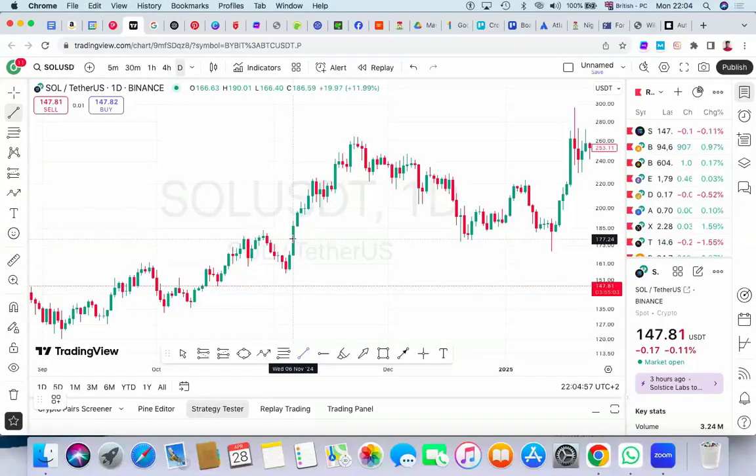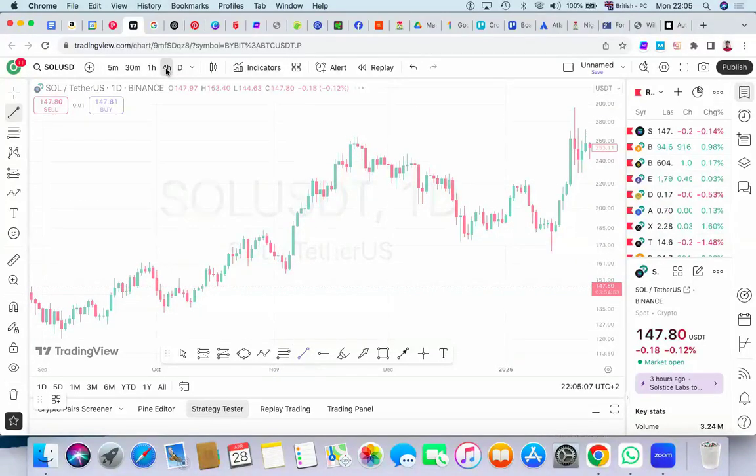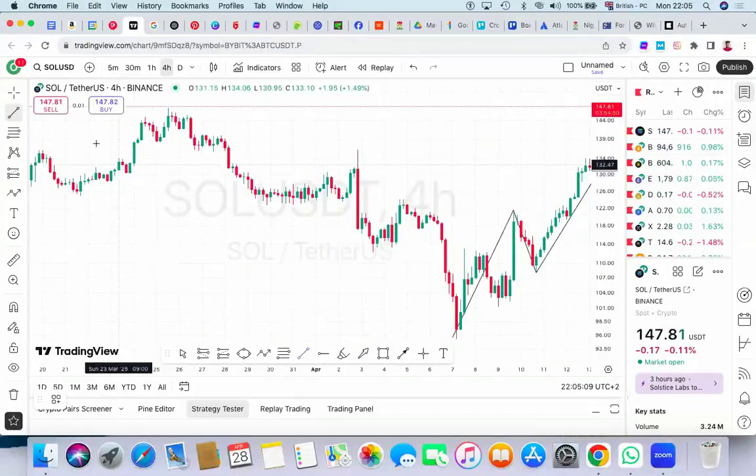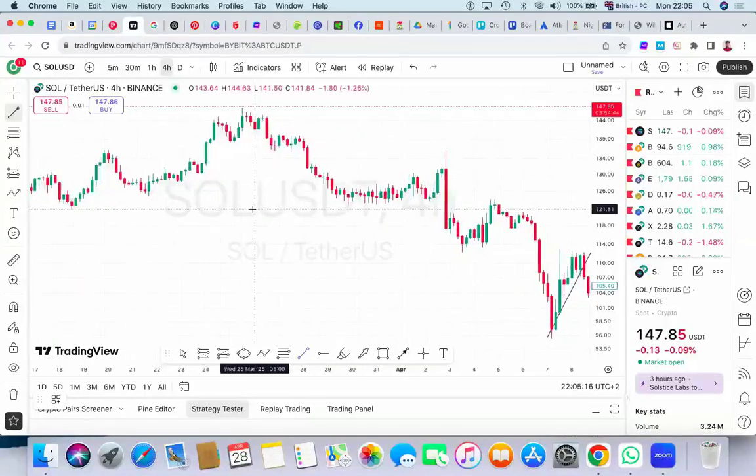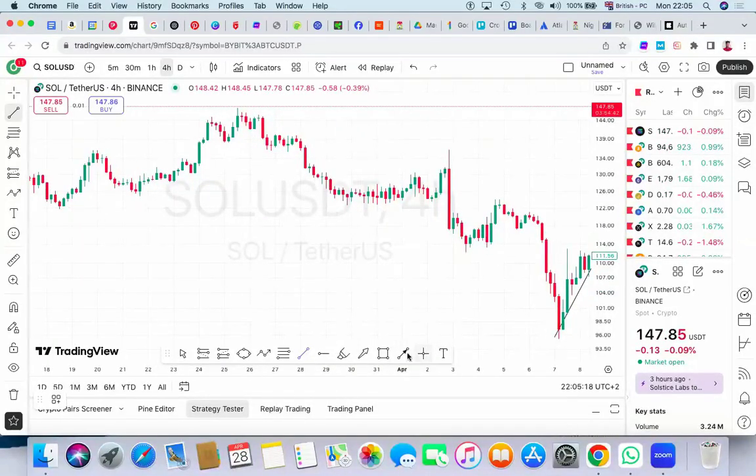No, it's daily right here. So we are on our daily time frame. This candle alone is a whole day, 24 hours, right? But if I come to the 4 hours right here, this one candle is 4 hours. So for me to give you a clearer view on this, let me just quickly do this.